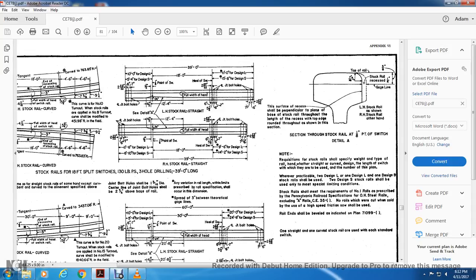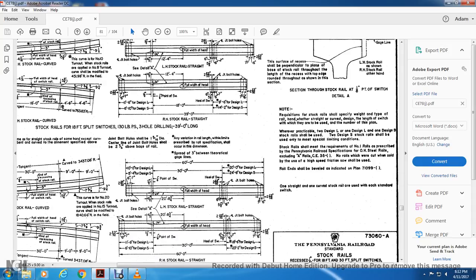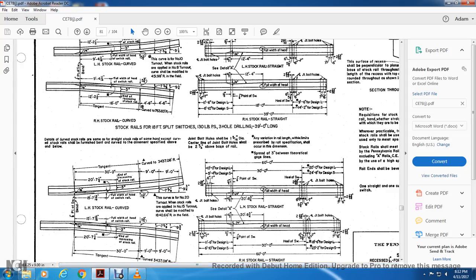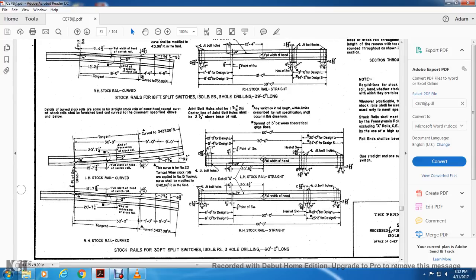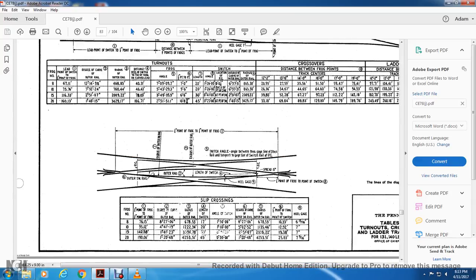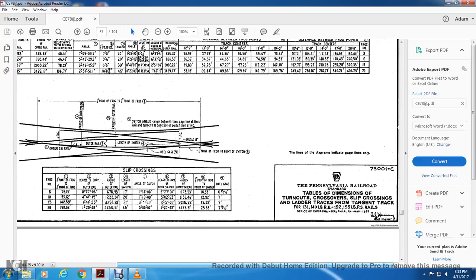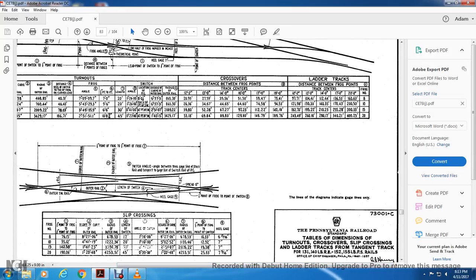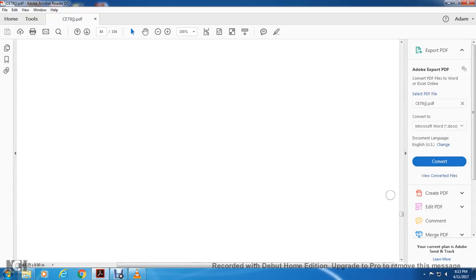Stock rails for 18-foot split switches, 133 hole drilling, 39 foot long. Left-handed stock rail straight, right-handed stock rail straight. Left-handed stock rail curve. Stock rail for a 30-foot split switch is 130 pounds. Point switch, 3-hole drilling, 60 foot long. Turnouts, crossovers, landing, ladder tracks, slip crossings. Table of dimensions, turnouts for crossovers and slip crossings, ladder track for the tangent track.